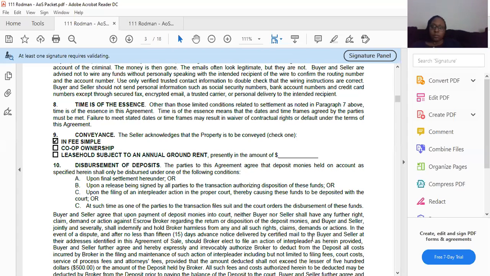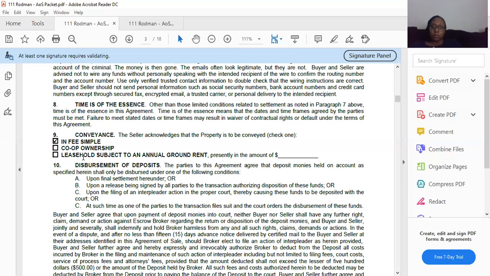Section 9 talks about conveyance. Now, we do want to check off one of these boxes. 97% of the time, it's going to be in fee simple. When you get to downstate, I know one of Jeff's deals is there's ground rent that he was working with. So there are some ground rent situations. And I think there might only be one co-op building.